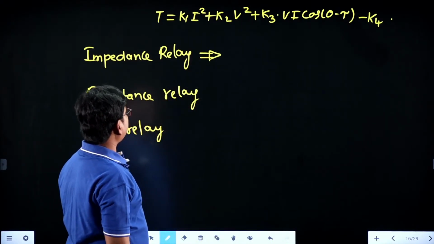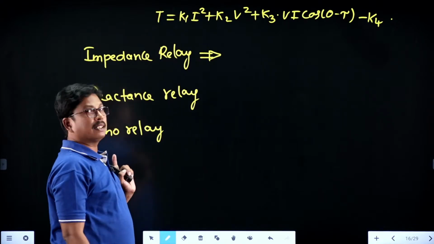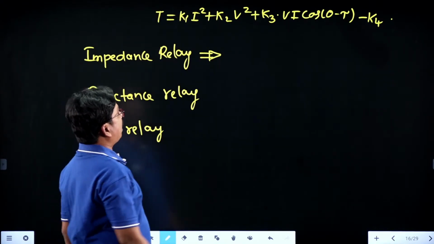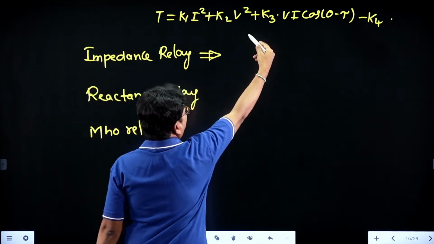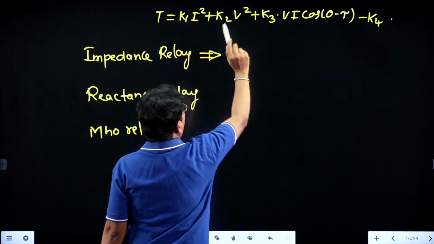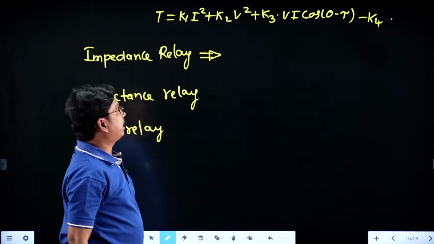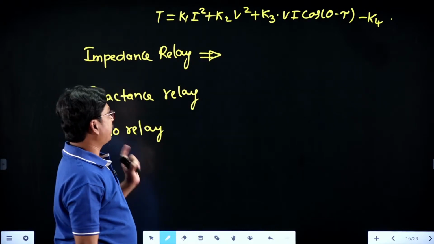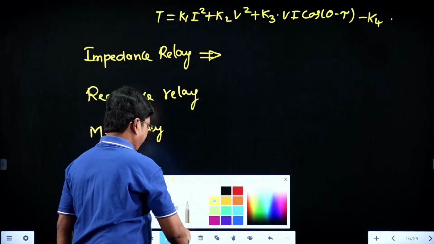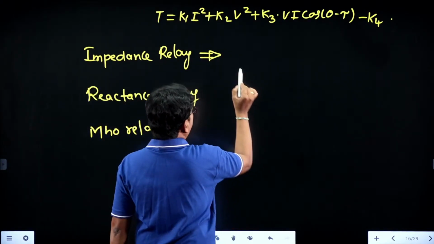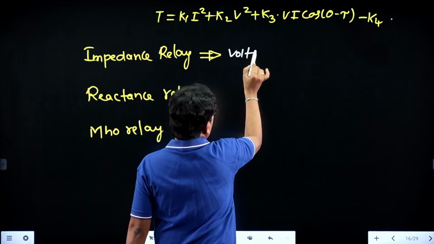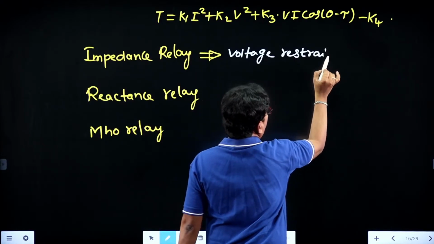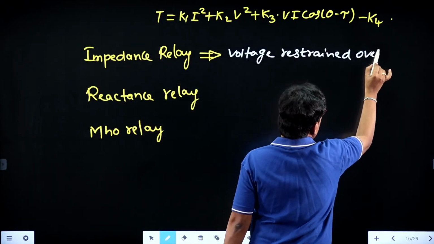So first of all, we have to get the impedance relay characteristics. To get the impedance relay characteristics, we have to make K3 and K4 0, and K2 should be negative, so that we can get the V by I ratio. To get the V by I ratio, we are using the impedance characteristics, that will be a voltage restrained over current relay.